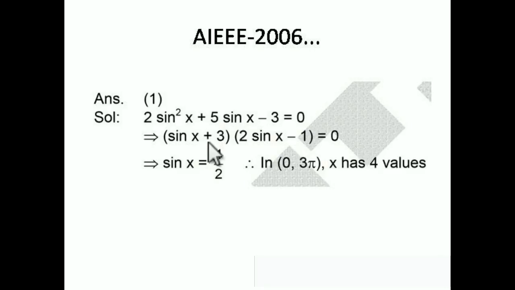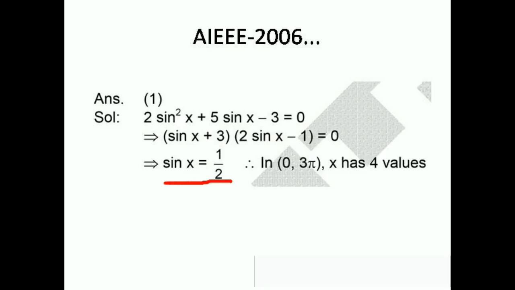So it becomes (sin x + 3)(2 sin x - 1). So sin x = -3 is one answer, and sin x = 1/2 is one answer. But sin x = -3 is not possible. Why? Because the range of sin x is -1 to 1. So sin x = -3 is not possible, so we are left with sin x = 1/2.